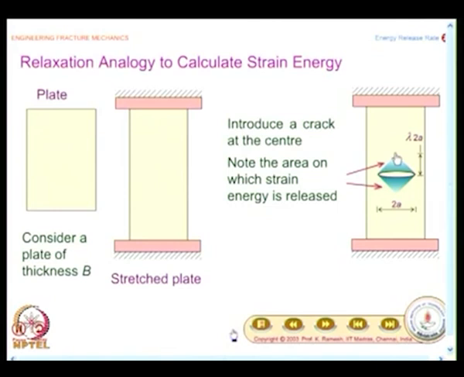So, the relaxation analogy has to be looked at only in that perspective. We have not really made the calculation, we have just said lambda equal to pi by 2. So, that absolves, there is no special significance attached to the triangular area. I suppose you have got the answer now.